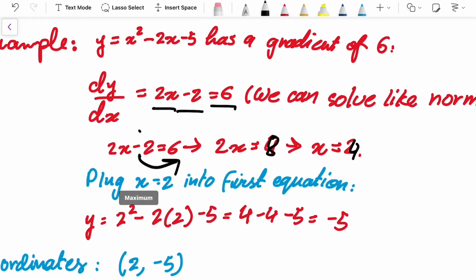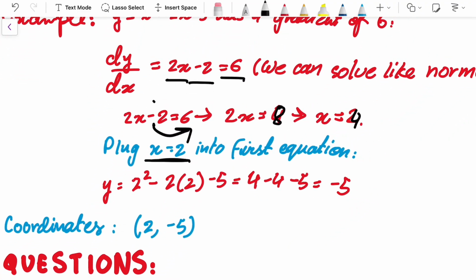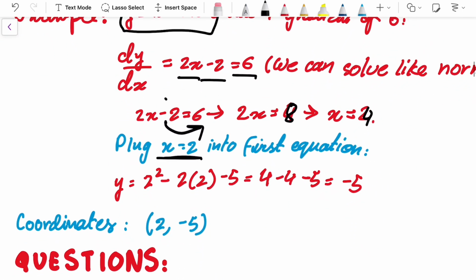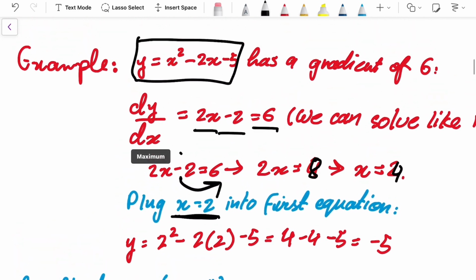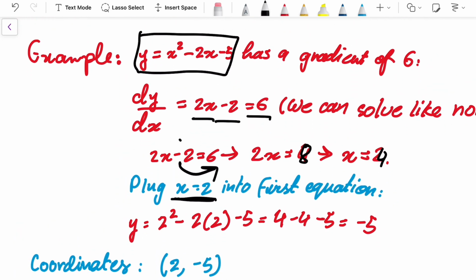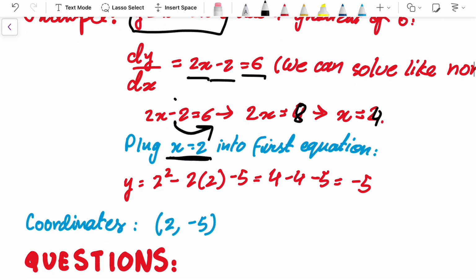So since we know that x is equal to 2 at this point, now we just have to find the y. So we're going to put it back into this first equation, and we have y is equal to, since x is equal to 2, we're substituting. Anywhere there was an x, we're going to replace it with a 2. So we've got 2 squared minus 2 times 2 minus 5. So this becomes 4.